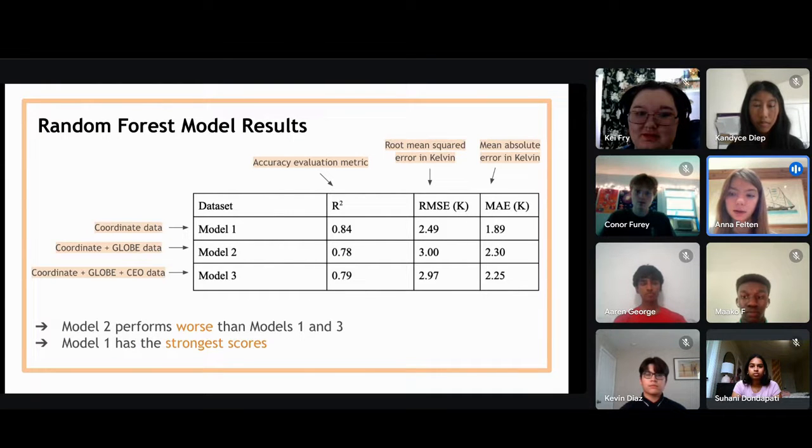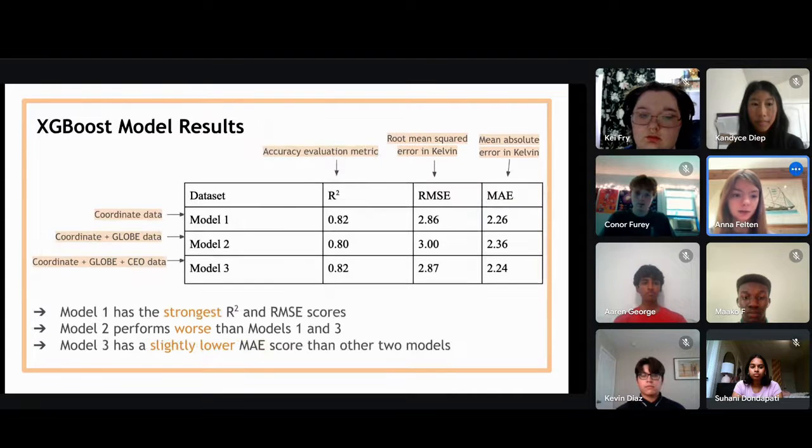These are the results for our Random Forest model. So we trained three models: one with coordinate data, one with coordinate and Globe data, and one comprehensive model with coordinate, Globe, and Collect Earth Online data. We then evaluated them with three statistical metrics: R-squared, root mean squared error, and mean absolute error. In summary, we found that Model 2 performs worse than Models 1 and 3, but adding in Collect Earth Online data to Model 2 to create Model 3 enhances the accuracy.